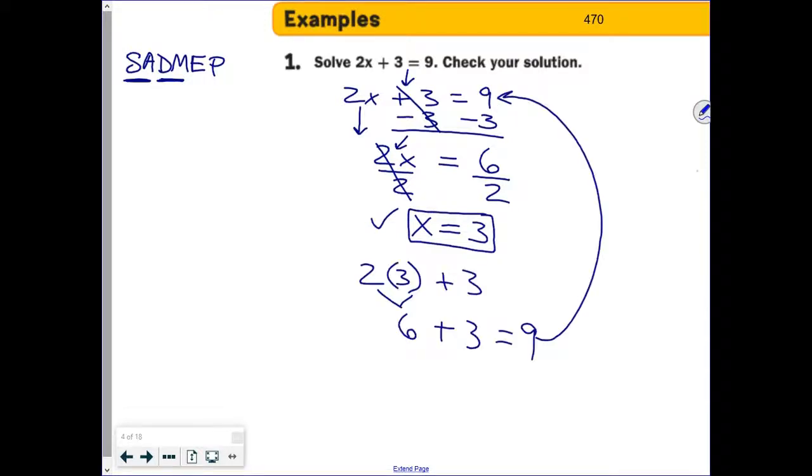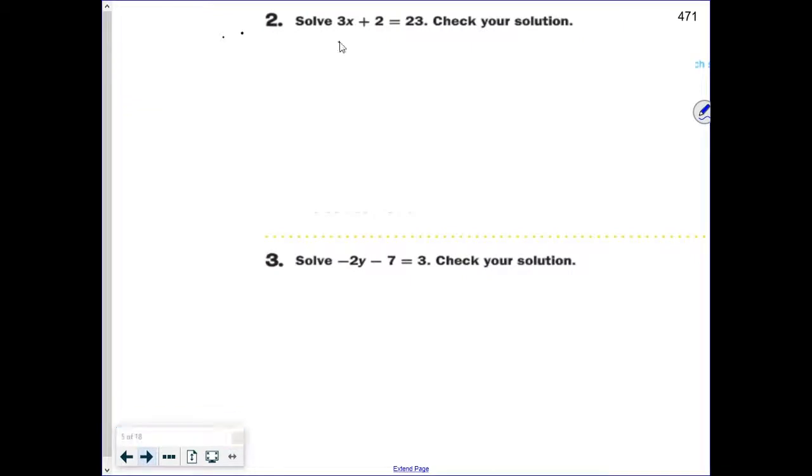Let's take a look at example number 2. It says solve 3x plus 2 equals 23. Again, we're going to use the reverse order of operations, SADMEP, and we're going to look at addition and subtraction first, followed by multiplication and division. So 3x plus 2, we need to get x by itself. We need to take a look at addition and subtraction first. So we're going to do the opposite of adding 2, which is subtracting 2 on both sides. Positive and negative 2 are opposites. They cross off and equal 0.